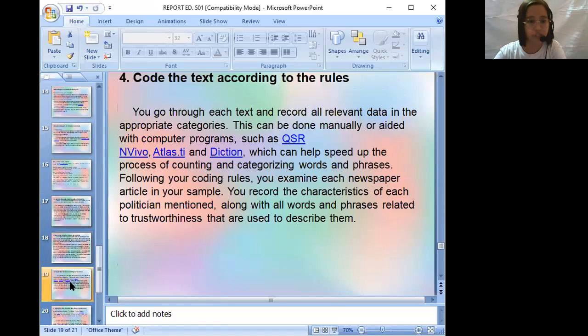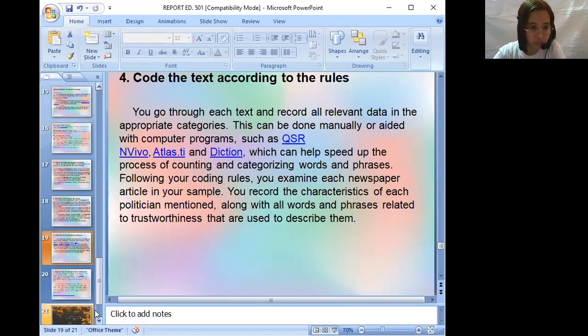Next, 19. 4. Code the text according to the rules. So you have to go through each text and record all relevant data in the appropriate categories. So you can read this by yourself as well. Okay, next, 20.